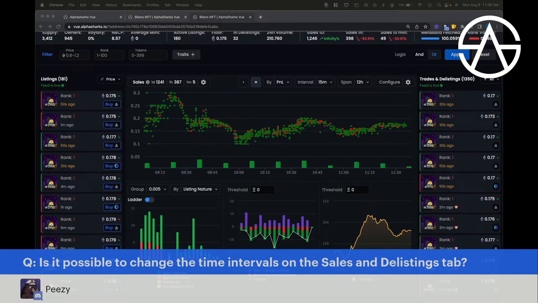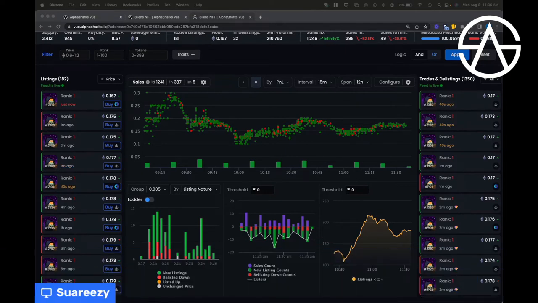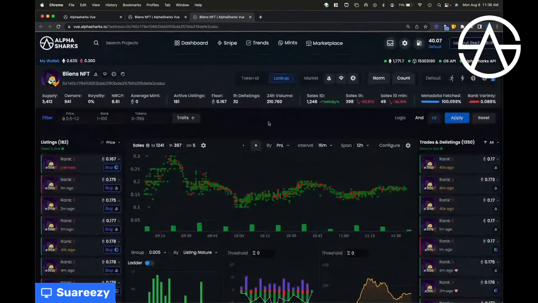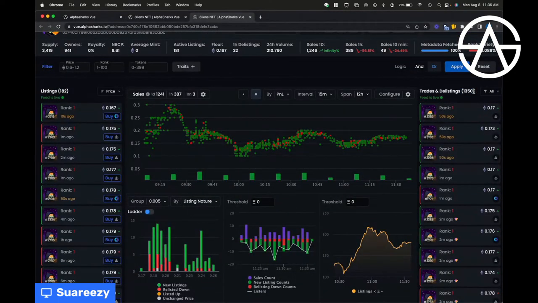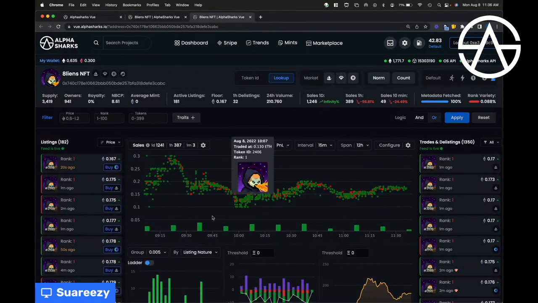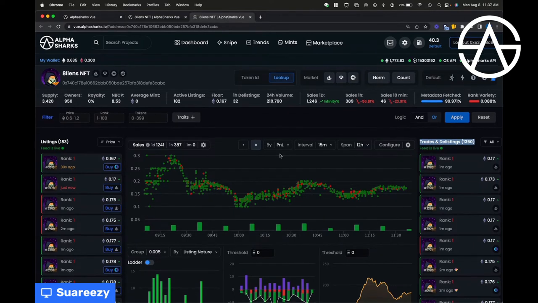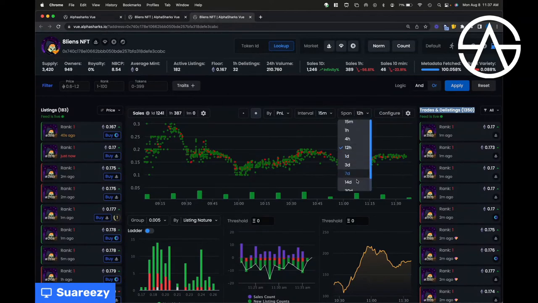PZ, is it possible to change the time intervals on the sales and delistings tab? That's a great question, PZ, because on the view setup that we're looking at right now, the trades and delistings portion only has 1,350 transactions. This is fine. The sales chart is also going to show this amount of transactions up until about 3,000 transactions. Once you start pushing over 3,000 transactions, even if the project has been out 60 days, you will not see all the data that is actually flowing through. You'll only see the last 3,000 transactions that have actually flowed through.